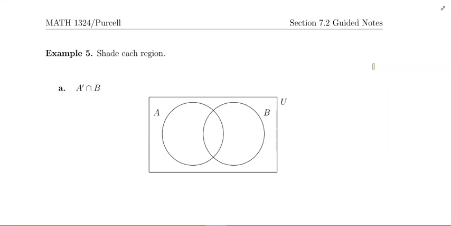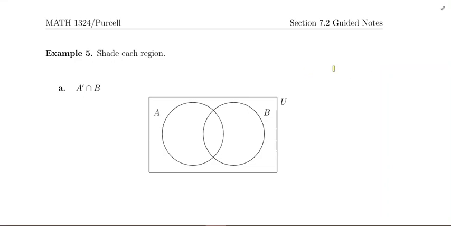In example 4, we explored the concepts of union, intersection, and complement by looking at sets of numbers. In example 5, we're still going to look at the same ideas, union, intersection, and complement, but we're going to do it pictorially. You are going to be given a Venn diagram, and you're going to be asked to shade a given region inside of the Venn diagram. So let's take a look at example 5A.